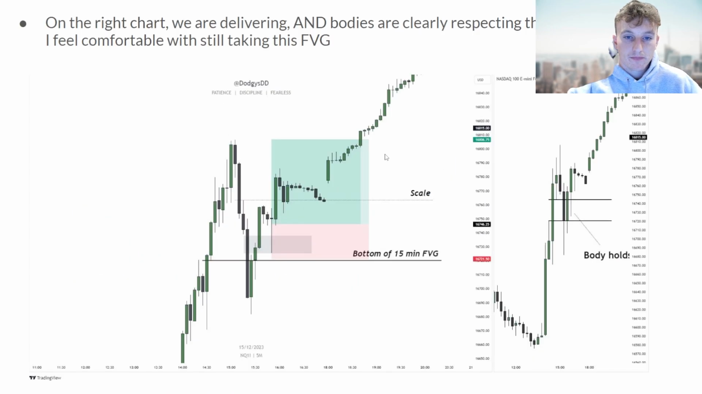All right. So again, right chart, I already went over this, but you can see we're delivering from this and the bodies are clearly respecting this. So this is a fine trade to take because even though we don't have a liquidity sweep, the body's holding this. And I already kind of went over this same example, okay? But you can see the 15-minute body holds the tick, and then we get a very nice singular inversion here.